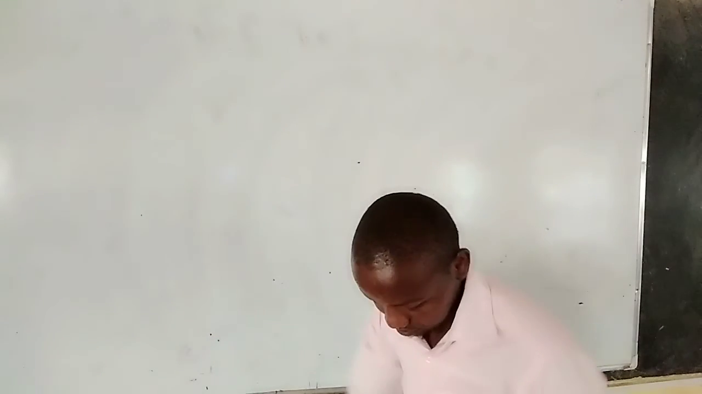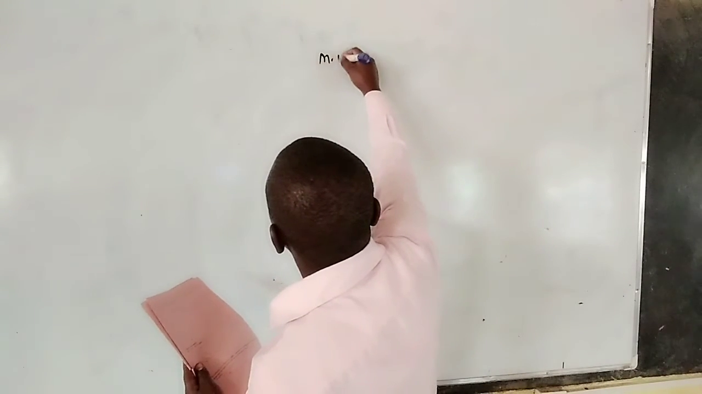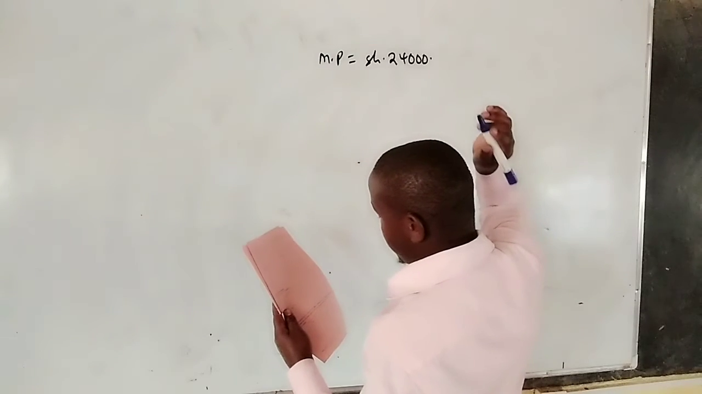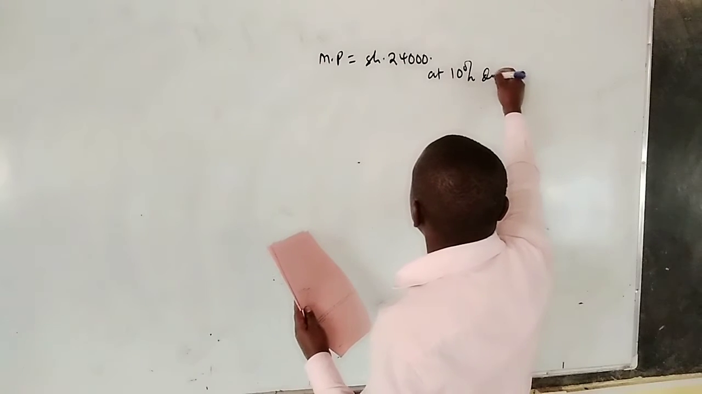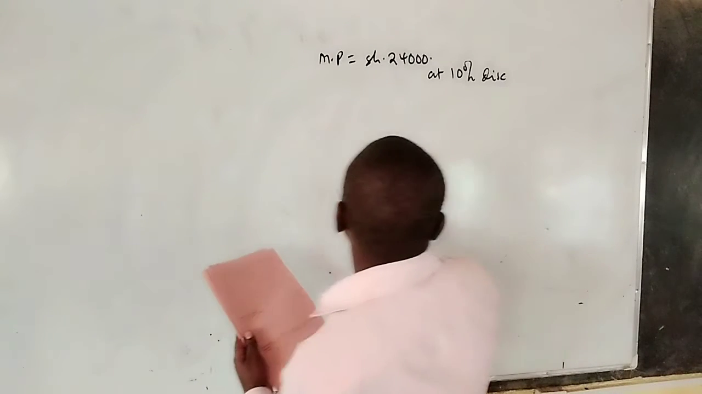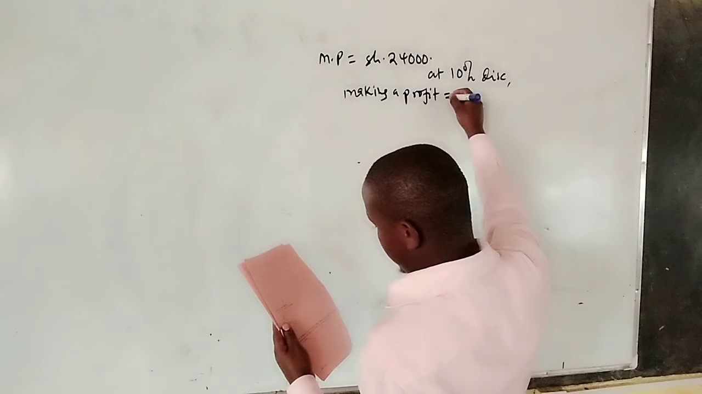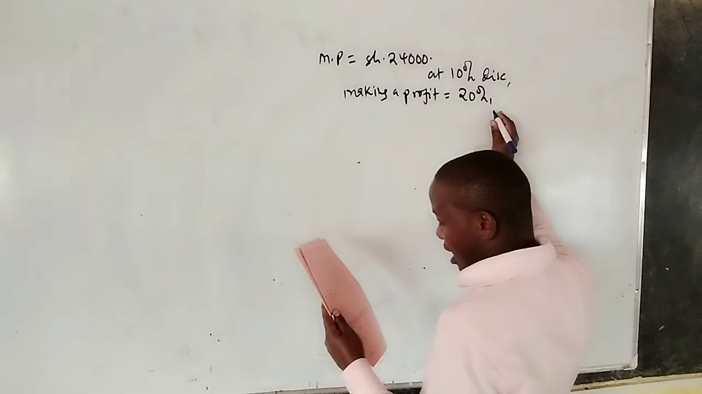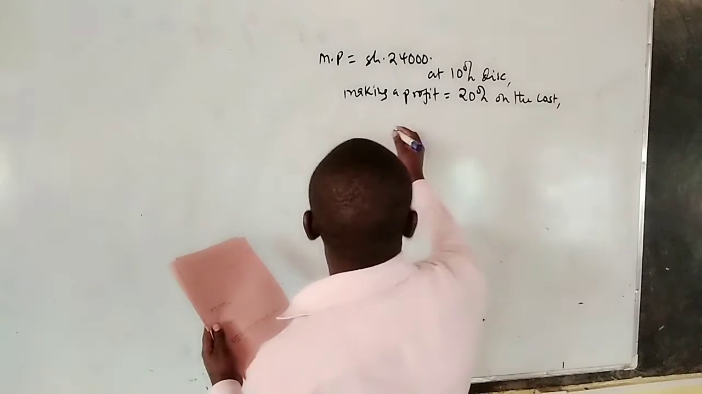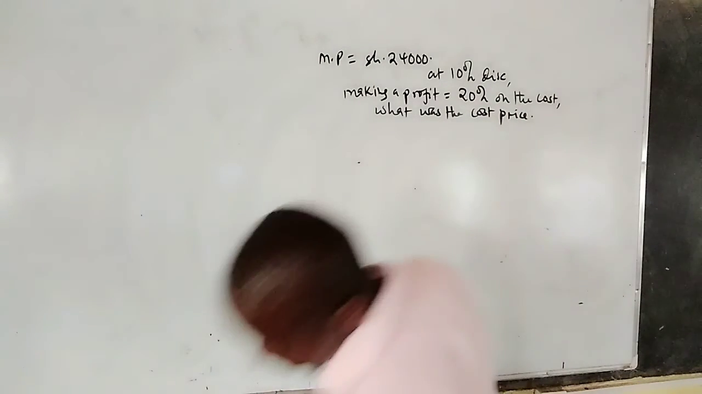Number 9. The question says the marked price of a bicycle is 24,000. A shopkeeper sold it at 10% discount. Then, if the shopkeeper still made a profit of 20% on the cost, what was the cost price?